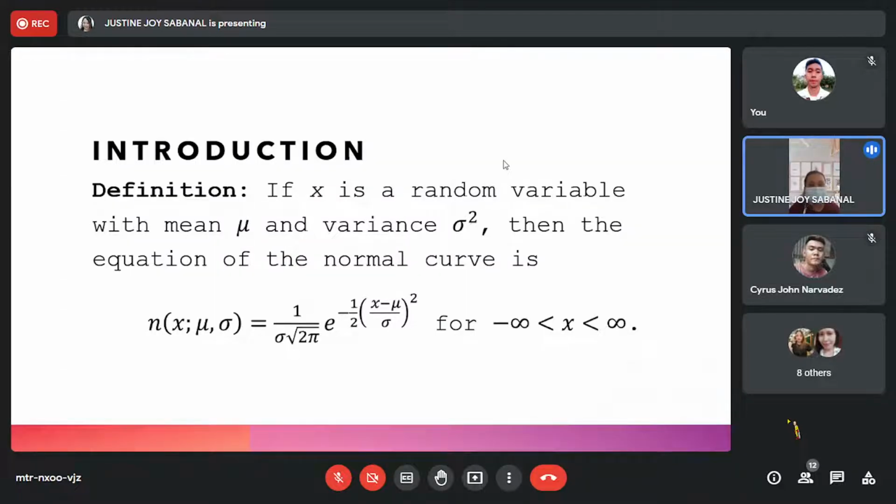So we have here the mathematical definition of normal distribution. So that is if x is a random variable with a mean mu and a variance of sigma squared, then the equation of the normal curve is given by 1 over the population standard deviation multiplied by the square root of 2 times pi times e raised to negative 1 half times x minus mu divided by sigma quantity squared. So take note that the random variable x can take any value from negative infinity up to positive infinity.